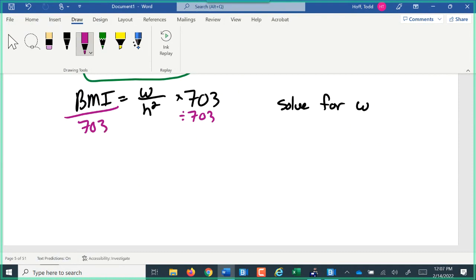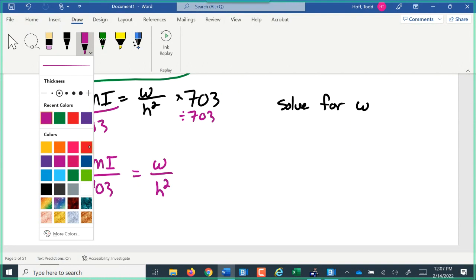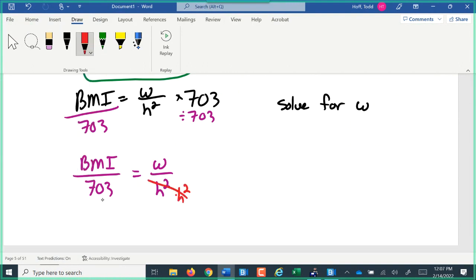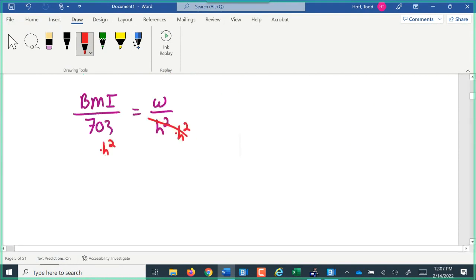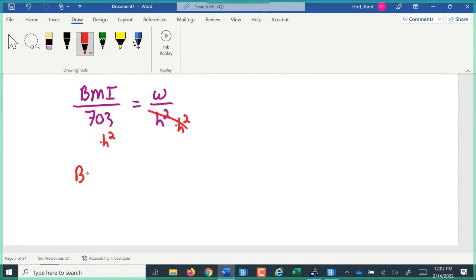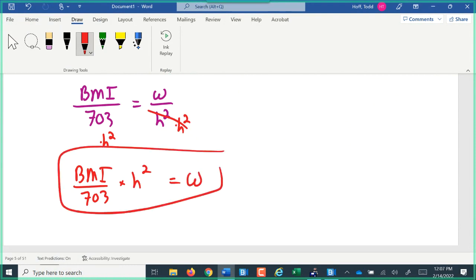Well, when we divide by 703, on the left side, BMI divided by 703 is just going to become the fraction BMI over 703. W over H squared. And now to get W by itself, we'll multiply by H squared. That cancels out. BMI over 703 times H squared. So we have rearranged that formula to make it simpler to find the weight of a person, or the desired weight of a person, with a given height and a desired BMI.